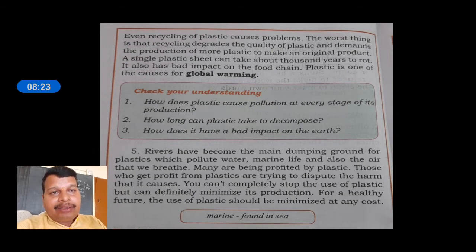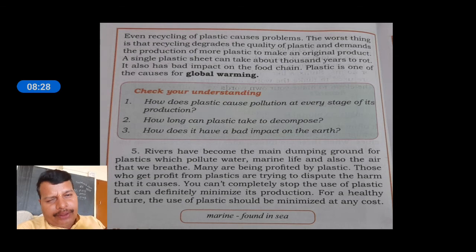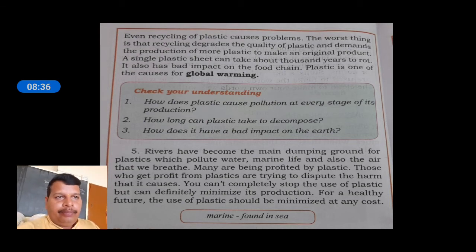A single plastic sheet can take about 1,000 years to rot. A small piece of plastic also takes 1,000 years to rot. It also has a bad impact on the food chain.